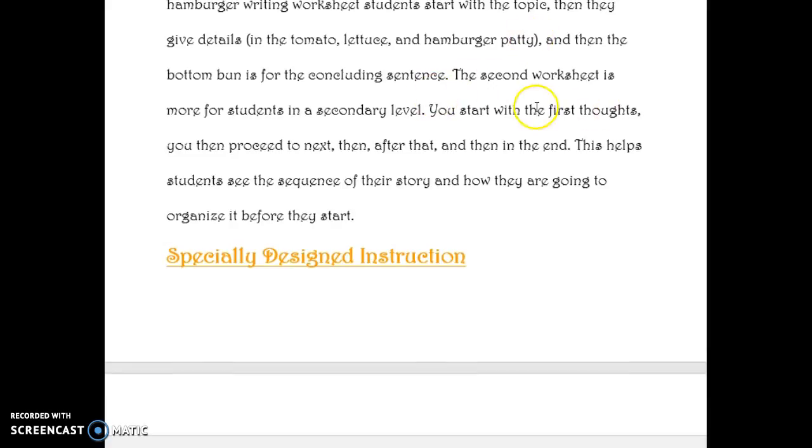And then down here, the second worksheet is more for students at a secondary level. You start with the first thoughts, you then proceed to the next, then after that, and then in the end. This helps students see the sequence of their story and how they are going to organize it before they start.